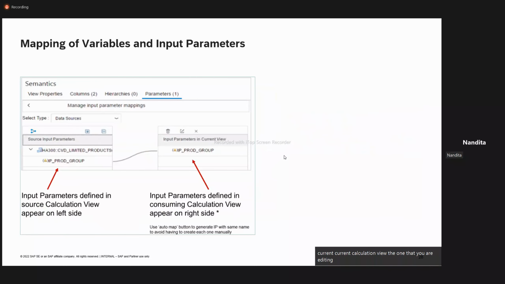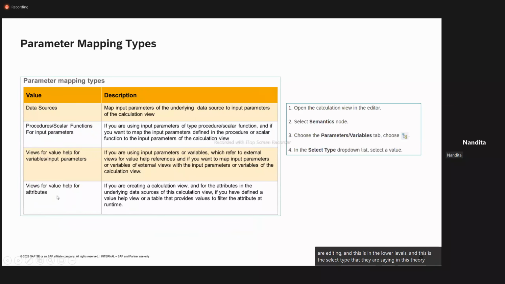It's more visible from this slide. This is where we are editing, and this is in the lower levels. And this is the select type that they are showing. In this, we have these four options.